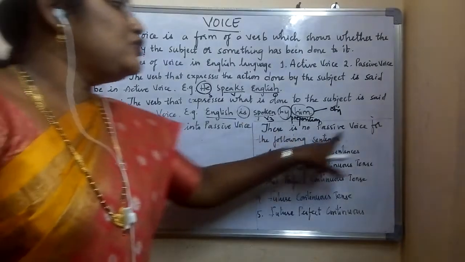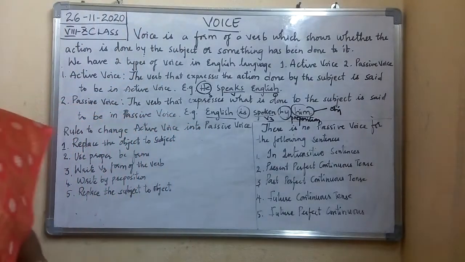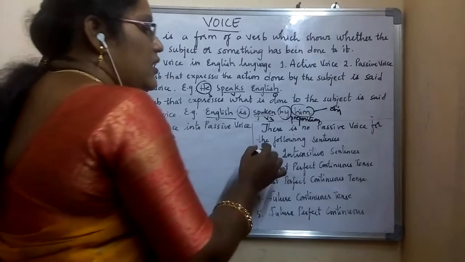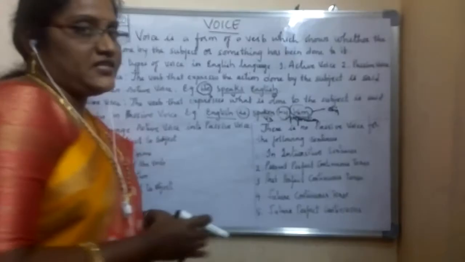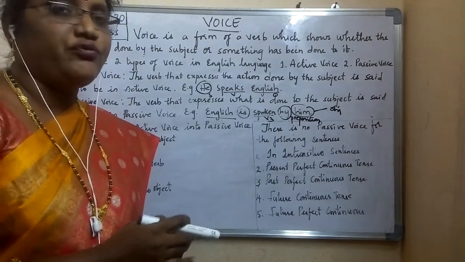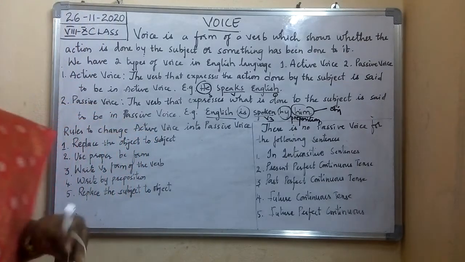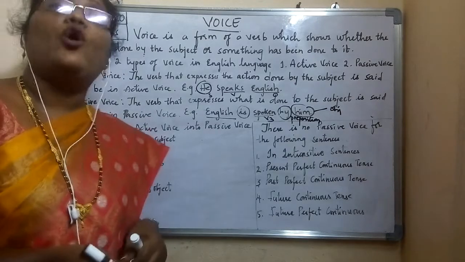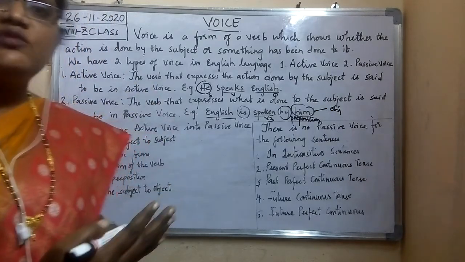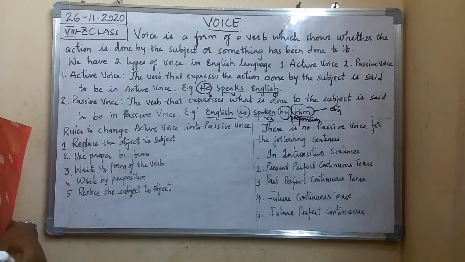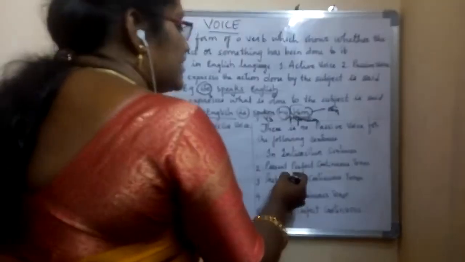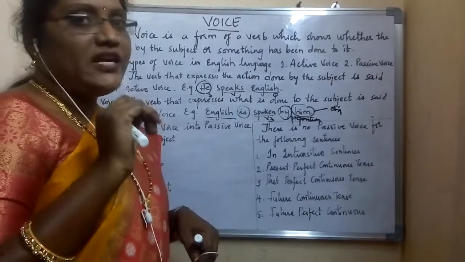Now see here, there is no passive voice for the following sentences. In intransitive sentences we don't have passive form. Why? Because we don't have the object there. The baby cries. The baby is subject, cries is verb, but there is no object, so we cannot change intransitive sentences into passive form.